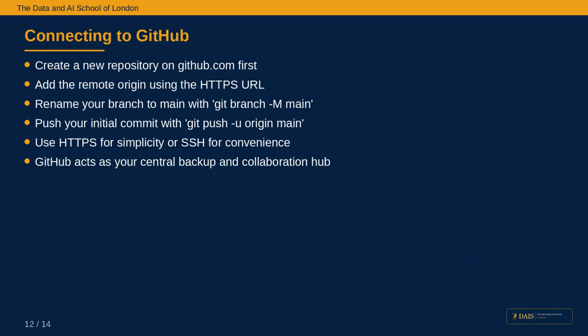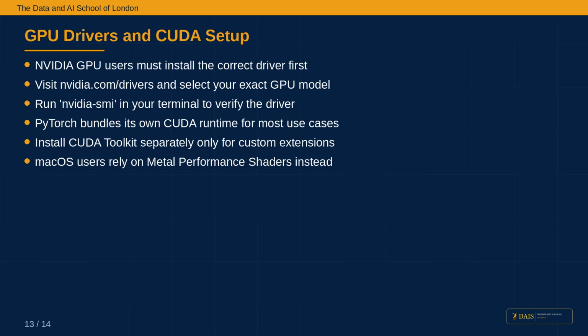GitHub now serves as your remote backup, your collaboration platform, and your project history. Every meaningful change you make should be committed and pushed regularly. If you have an NVIDIA GPU, configuring it correctly delivers dramatic speed improvements for deep learning work. Training times that take hours on a CPU can drop to minutes on a GPU.